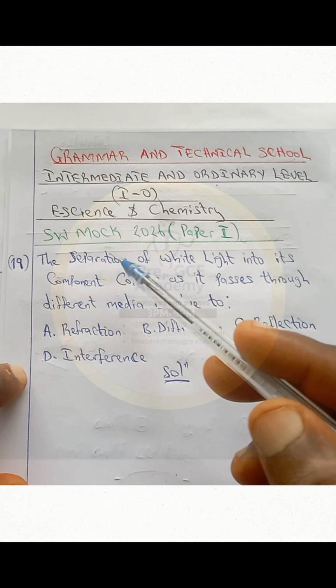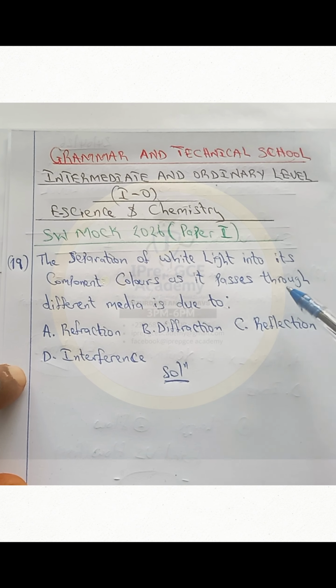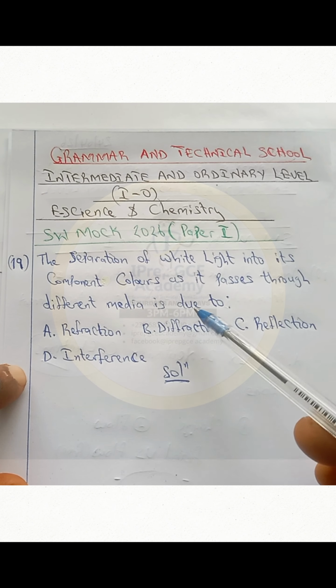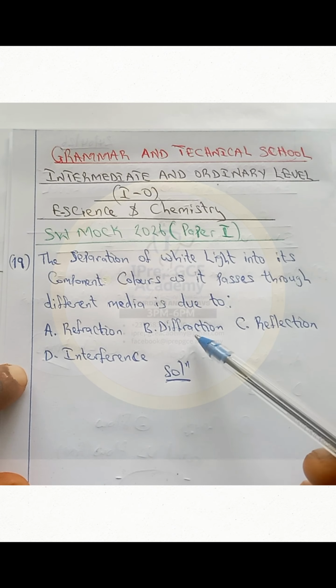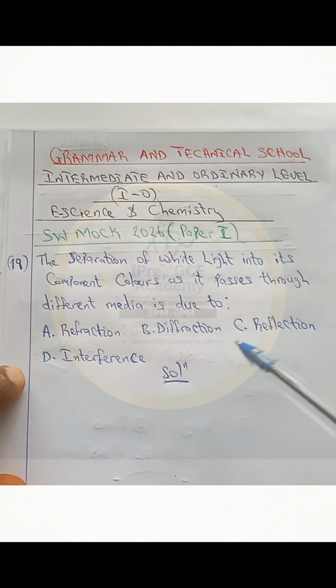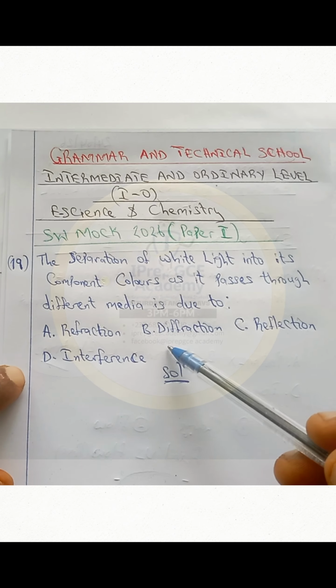The question says the separation of white light into its component colors as it passes through different media is due to A. Refraction, B. Diffraction, C. Reflection, D. Interference. Let's look at these four concepts quickly.